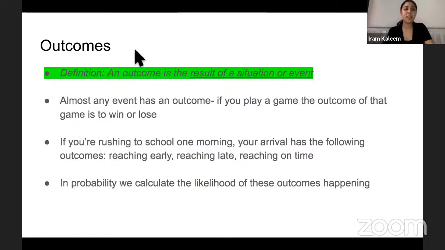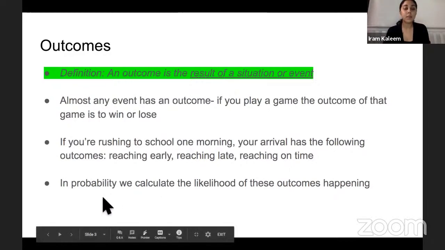Outcomes. You should remember a key definition here, and if you don't, you can write this down now quickly. The definition of an outcome is the result of a situation or event. We looked at quite a lot of different situations and the outcomes of those situations. If you play a game, the outcome is to win or lose. If you're rushing to school one morning, your arrival has the following outcomes: you could reach early, you could reach late, or you could reach on time. And obviously in probability, we calculate the likelihood of those outcomes happening.